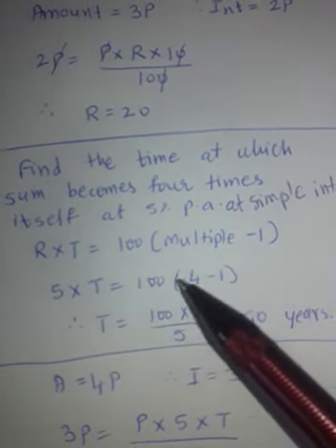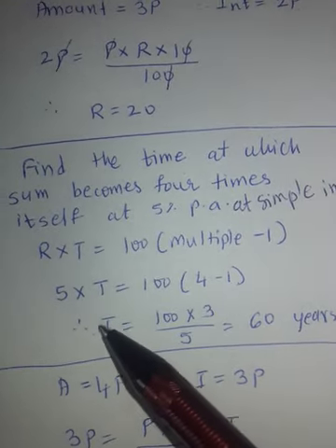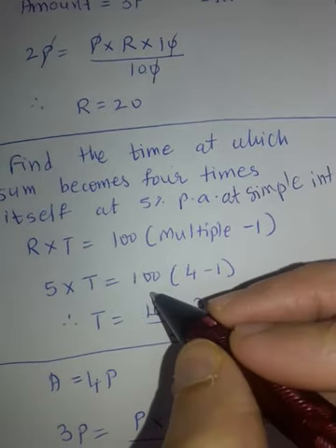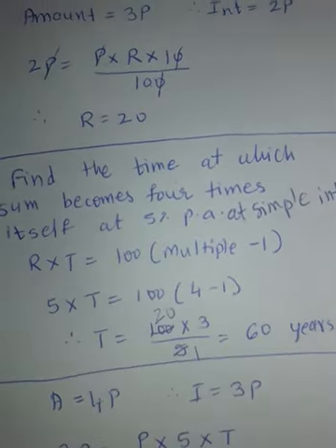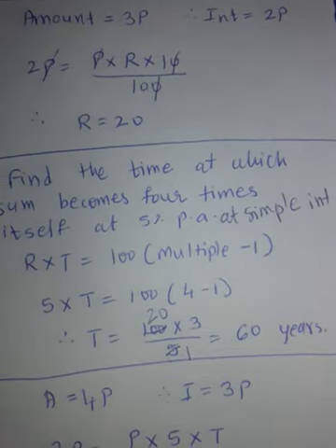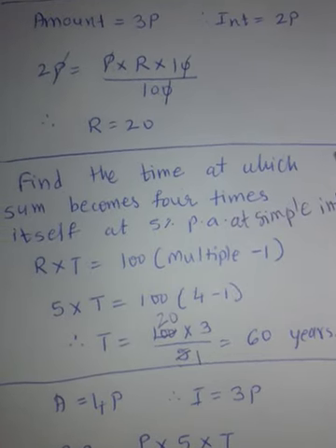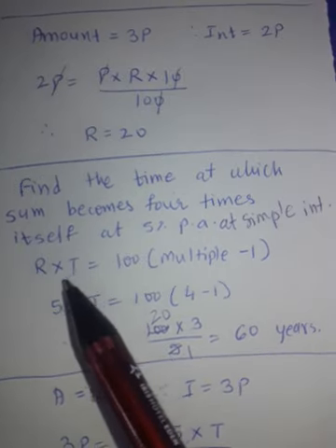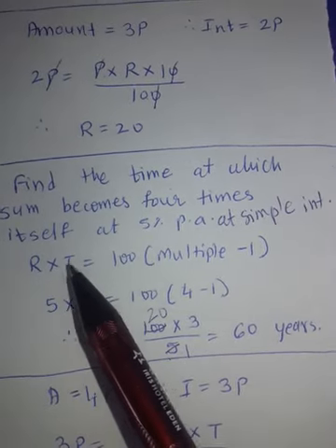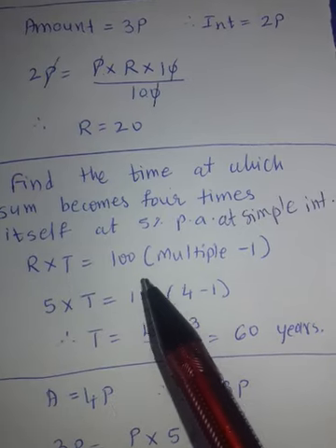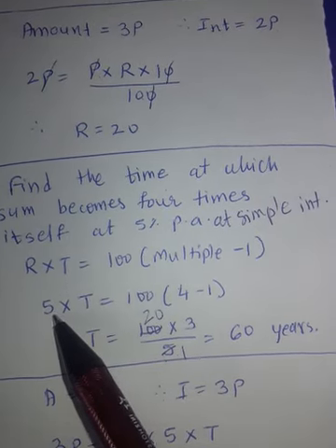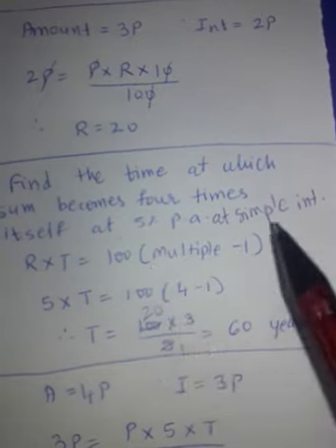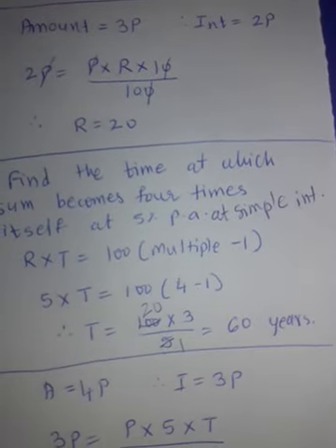So now T is 100 into 3 upon 5. 5 will come to the denominator. 5 ones are 5, this is 20, 20 threes are 60. That is the answer. In the examples that we solved earlier, R was unknown and T was given. In this example, R is given and T is unknown. Whatever you are given, put it in the formula, and the answer will come quickly.